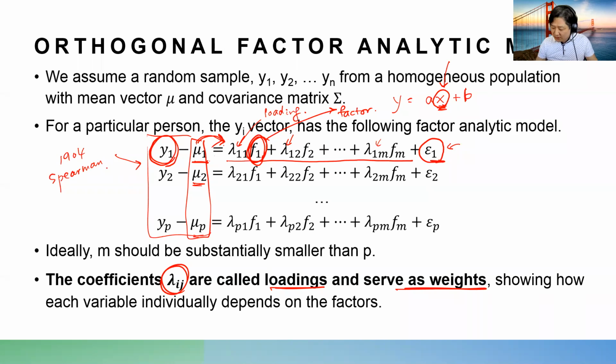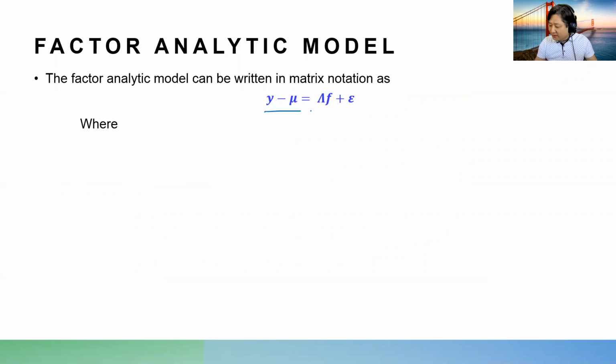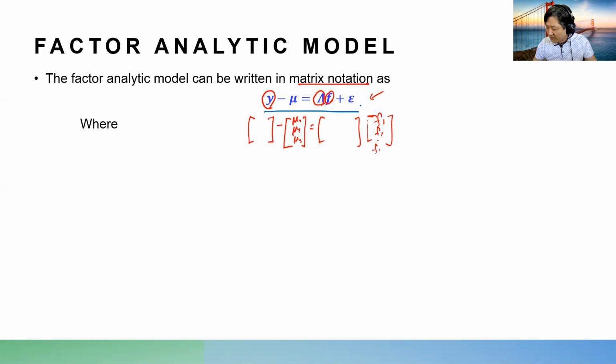So this relationship can be simplified like this, right? This is a matrix notation. This is your vector of observed variables minus the means: mean 1, mean 2, mean 3, like this. And this is your factor loading matrix. And this is your F, F1, F2 to Fn, plus your error, like this.